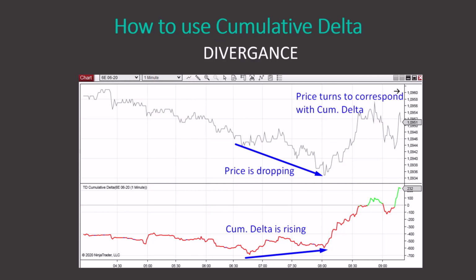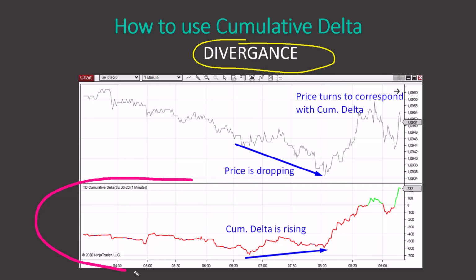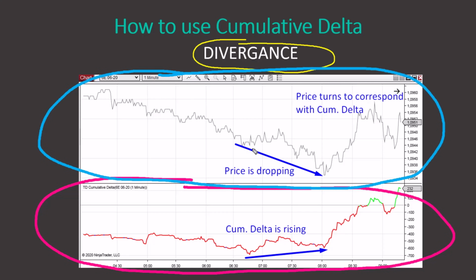In my opinion, the best way to use the cumulative delta is to look for divergence. What you want to do is compare the cumulative delta chart, which is this one, with the price action chart, which is this one. You can place both charts in one trading window. This is how the price was developing. This is the corresponding delta. It's always right below it, all right? So the two charts correspond.